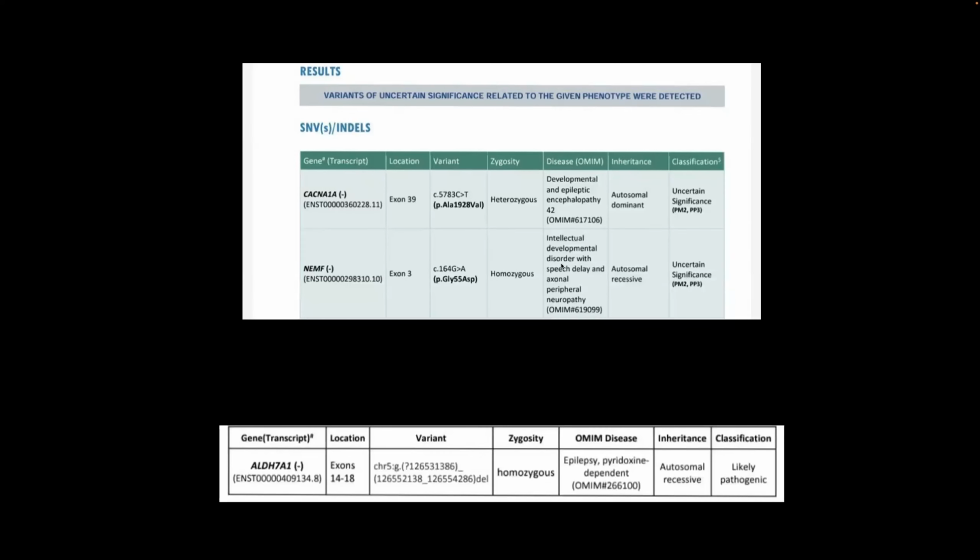Mitochondrial disease was also suggested at that time, and a genetic study was done initially, which demonstrated these variants. Then a follow-up was done. Is that right, Anishma? Yeah, the initial CACNA1 and NEMF variants were not fitting, but this pyridoxine-dependent epilepsy, autosomal recessive, likely pathogenic. Initially he was on pyridoxine also. We gave a higher dose of pyridoxine, and the child is now discharged.